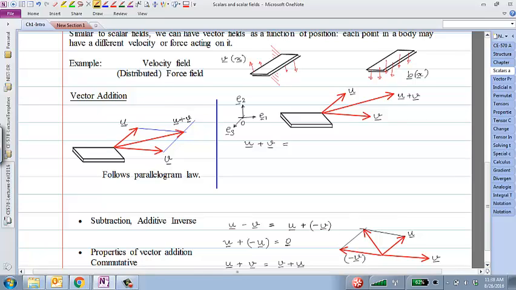The important thing to note here is I did not use any coordinate system in this vector addition. Vectors don't depend upon coordinate systems, so any operation on them should also not depend upon any coordinate system.